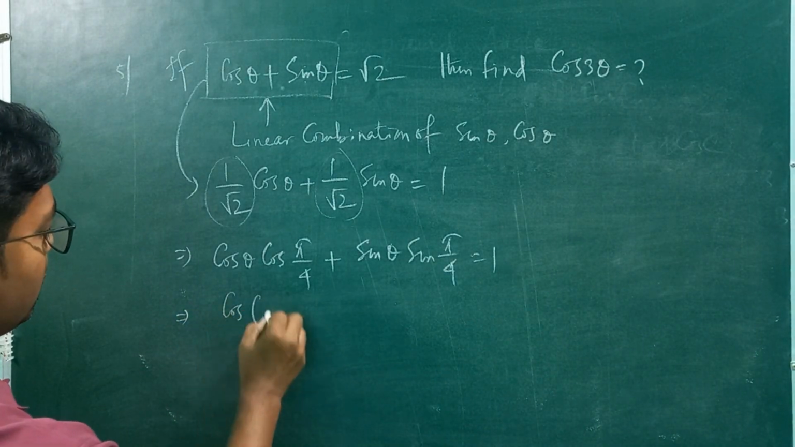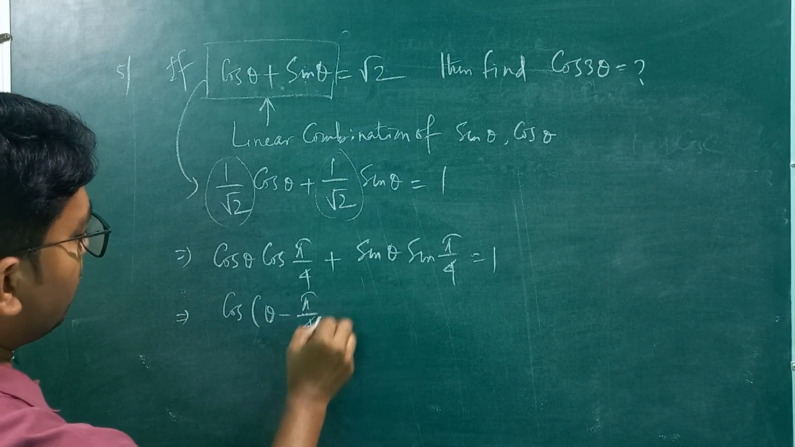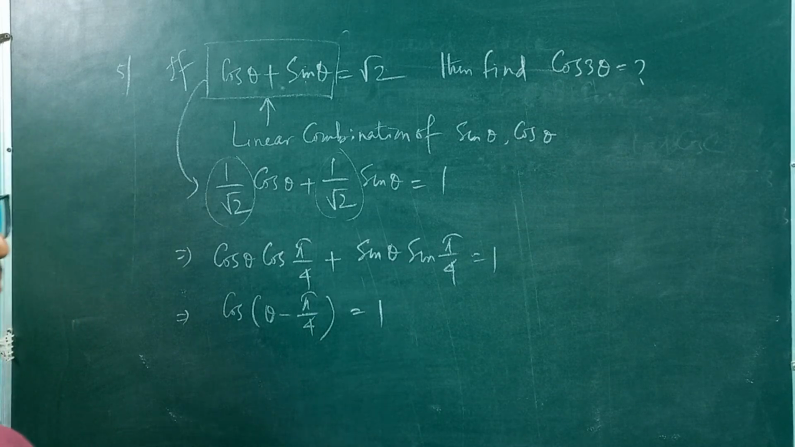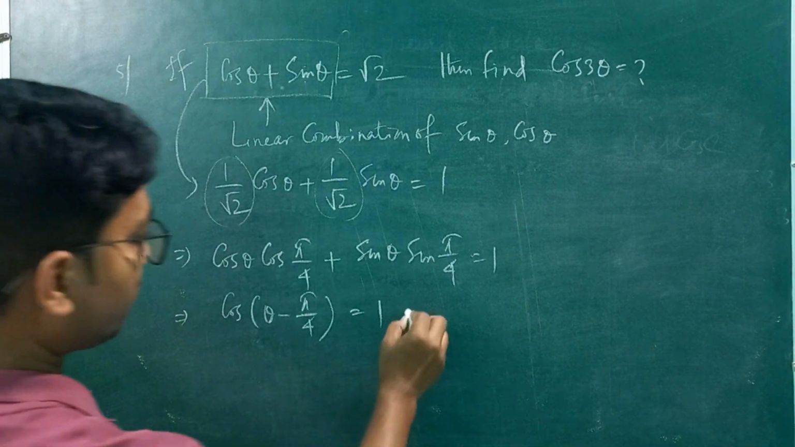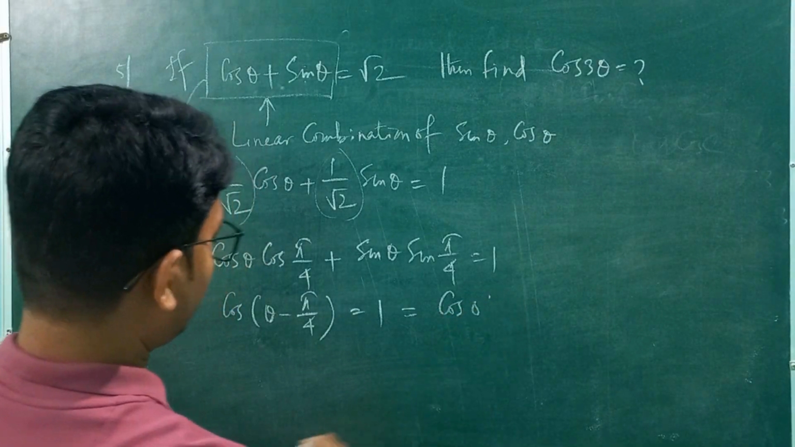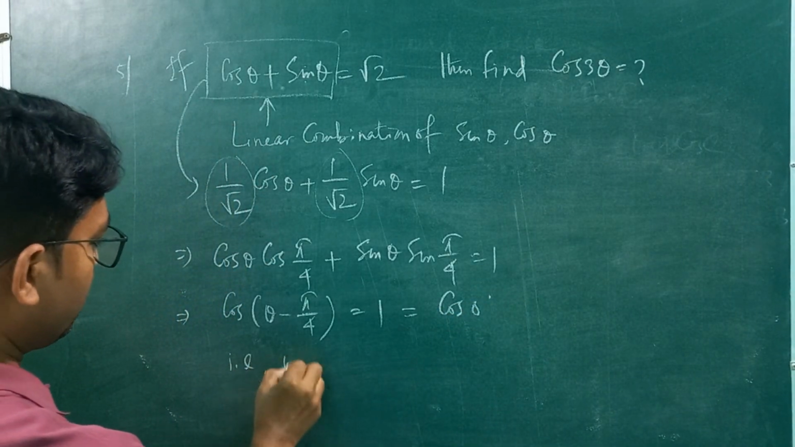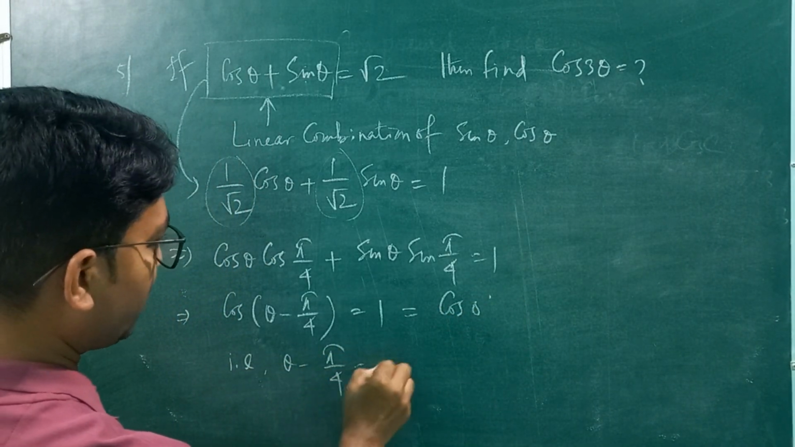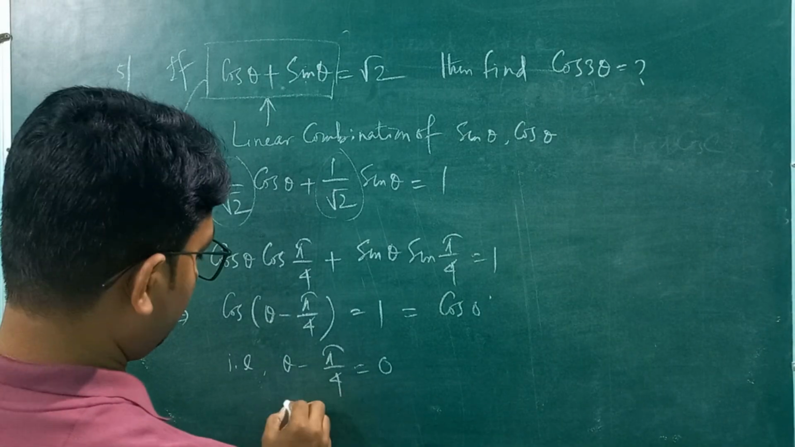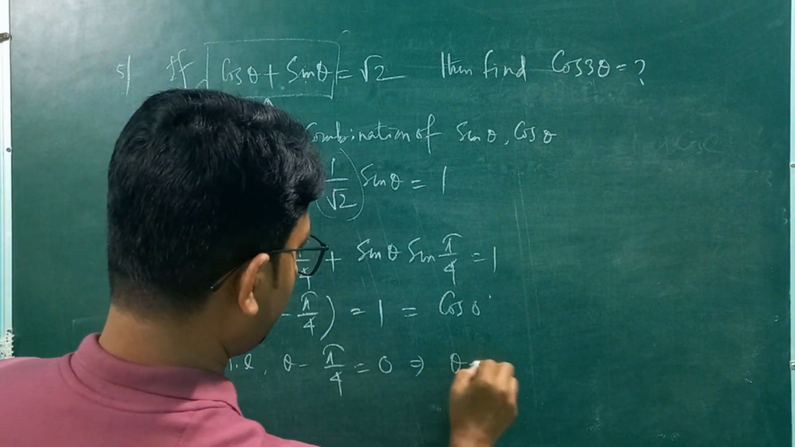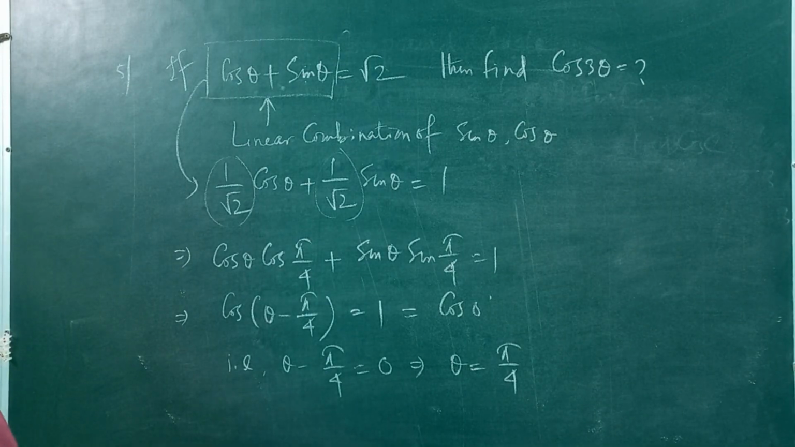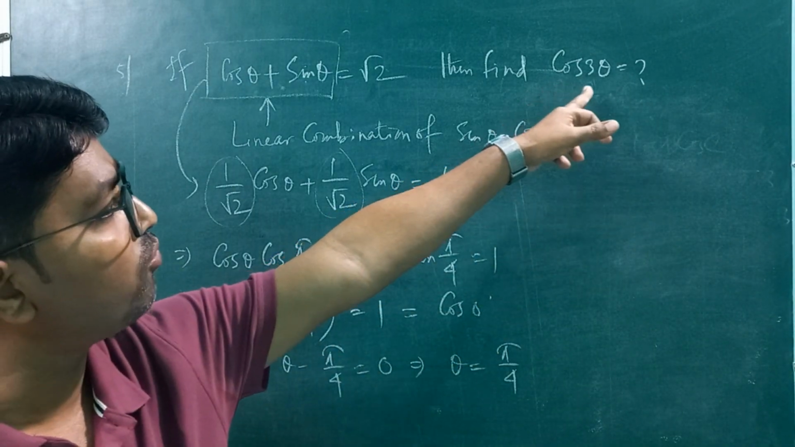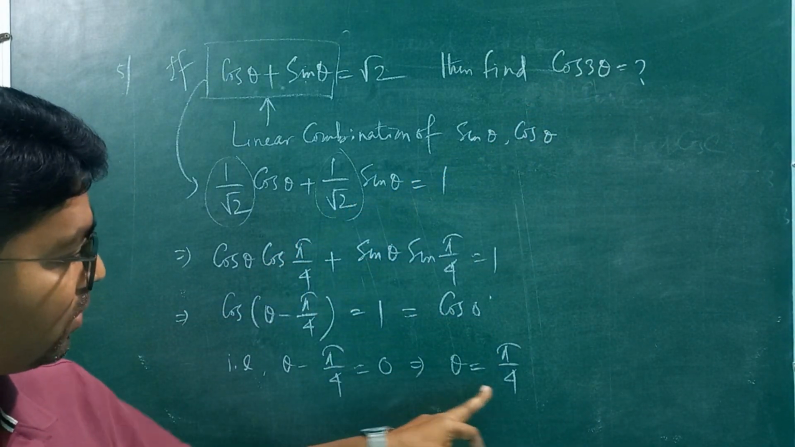So what is this one? This one is cos(theta minus pi by 4) equal to 1. Now 1 means cos 0 degree. That is, theta minus pi by 4 equal to 0. That is, you have theta equal to pi by 4. Now we can easily calculate the value of cos 3 theta as we have got the value of theta.